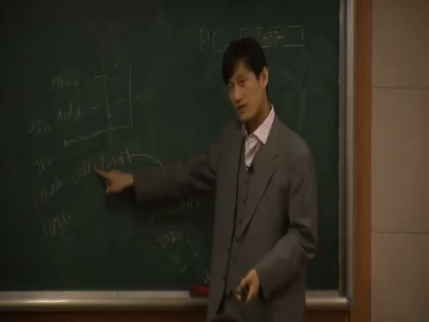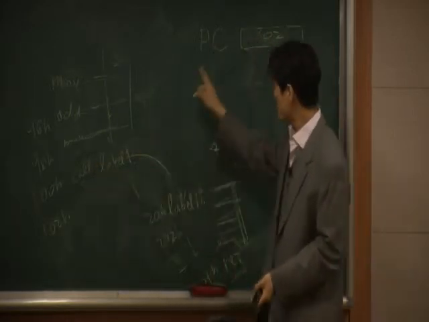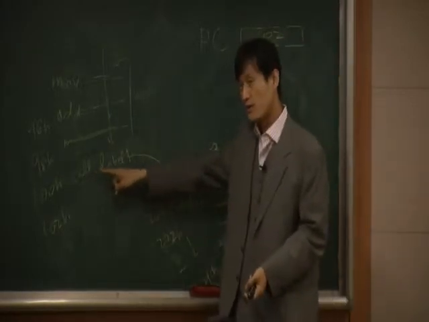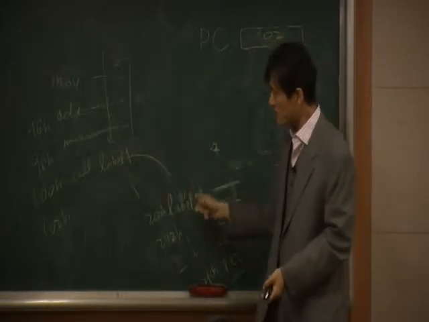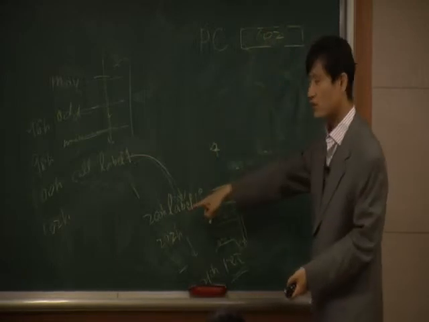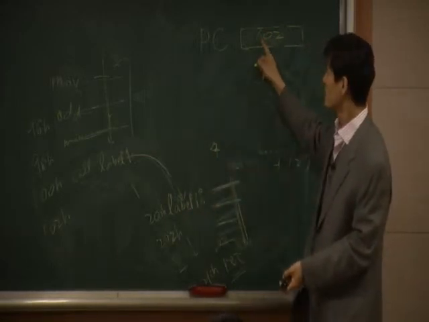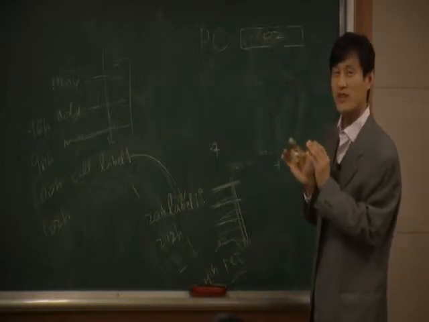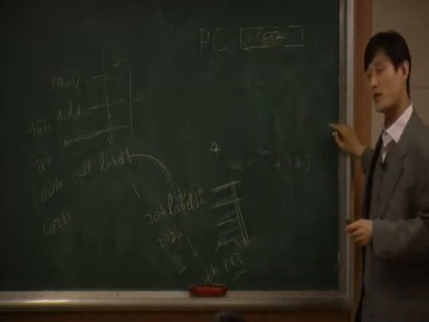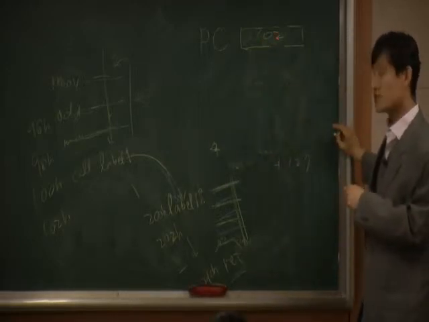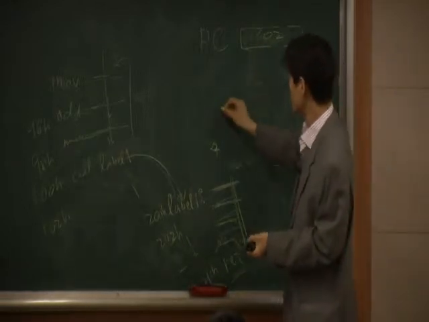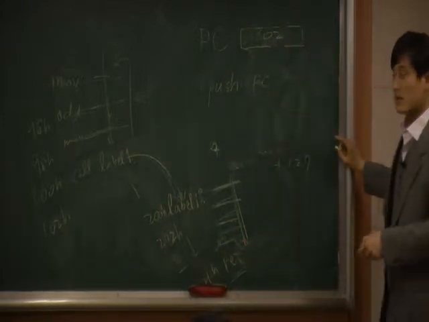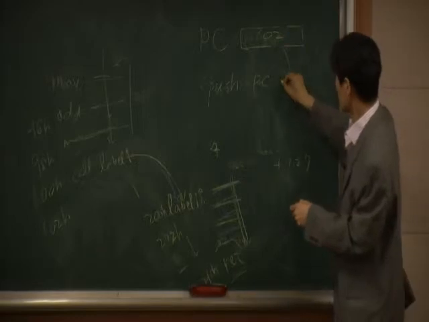When I execute the call instruction, at that time my program counter has the value 102. Before the jump, when you jump, what it means is you are writing this value into 200. Before you do that, you have to keep this somewhere because I want to use it later. So you copy this one to the stack. Put this value into the stack. How do you do it? Push PC.